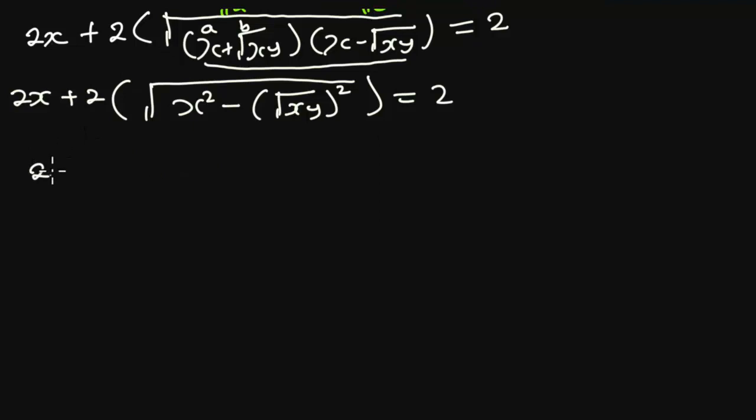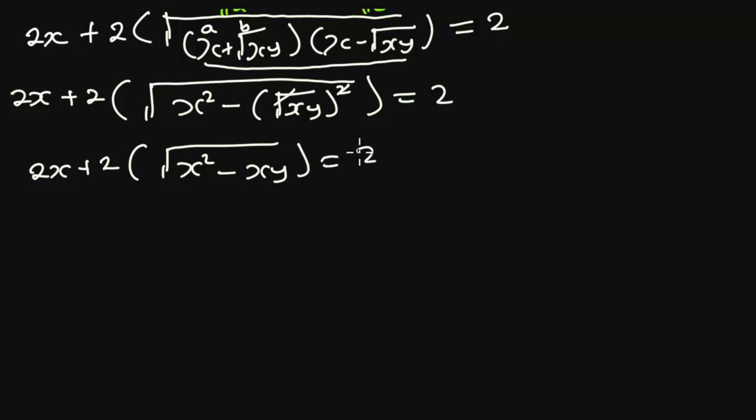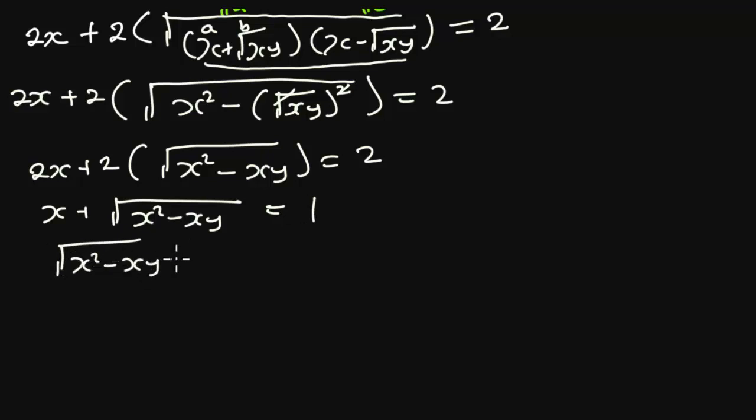Now we are going to have 2x plus 2 multiplying the square root of s squared minus, and then the squared over here will take care of the square root, minus xy is equal to 2. And from here we are going to divide through by 2, so we are going to have x plus the square root of s squared minus xy to be equal to 1. So we are going to have the square root of x squared minus xy to be equal to 1 minus x.